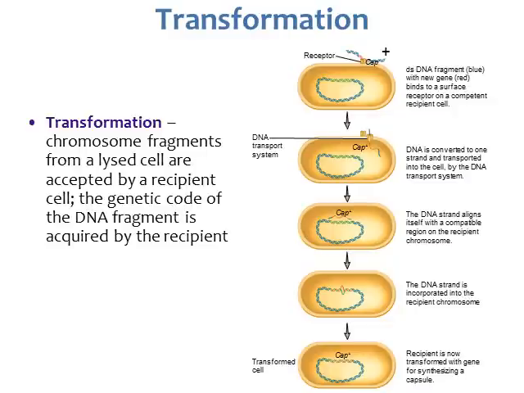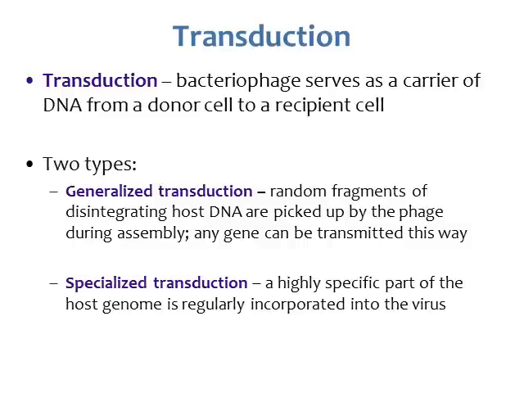So in the picture here, we have a little piece of DNA that's outside of the cell at the top. The cell grabs onto that little piece of DNA, brings it into the cell, and then it can incorporate it into its own chromosome.